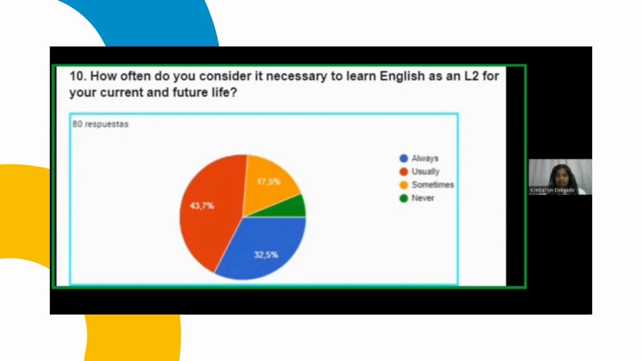Of the 80 participants, 35, that is 43.7% of people, answered the usually option, followed by 26, or 32.5% of people, who chose the always option, then 14, or 17.5% of people, who selected the sometimes option, and the remaining 5, or 6.3% of people, voted for the never option.